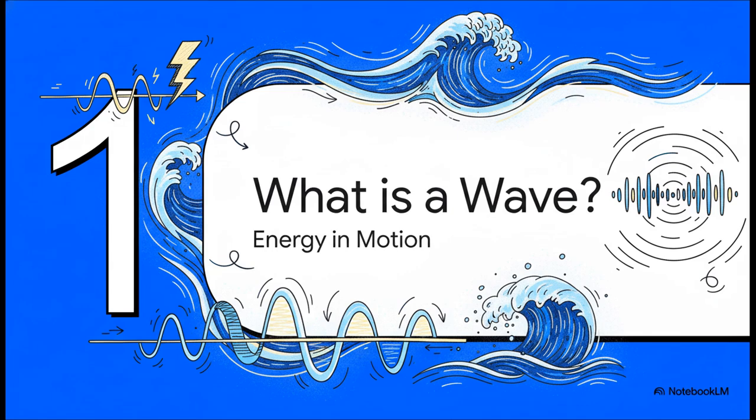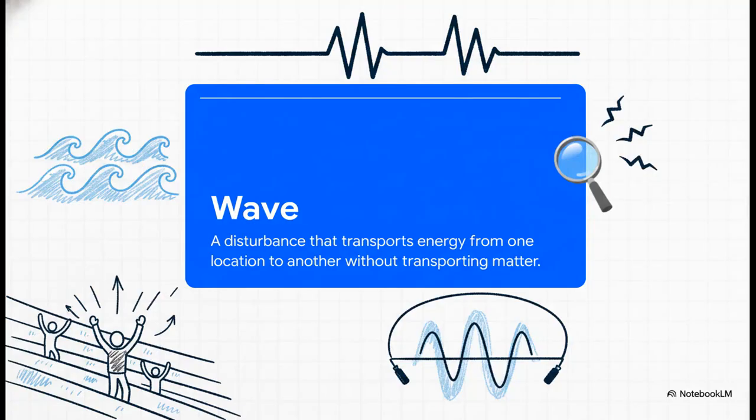Part 1, what is a wave? The short answer: it's all about energy on the move. So, what is a wave, really? It's a disturbance that moves energy from one spot to another, but, and this is the key part, without actually moving any matter. The stuff the wave is traveling through, whether it's water or air or a string, its particles just kind of wiggle in place.